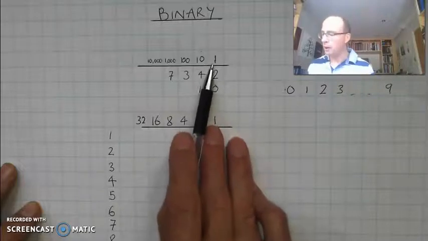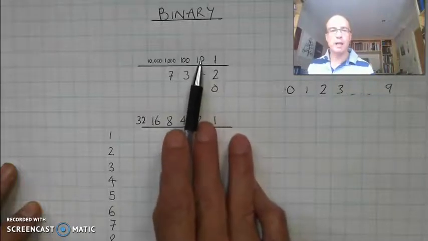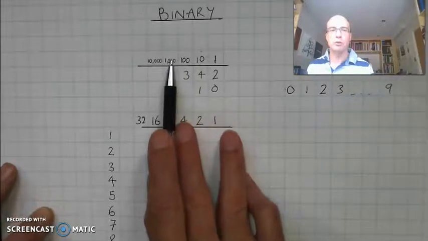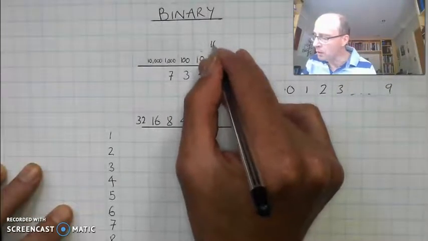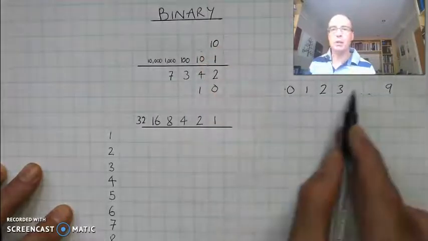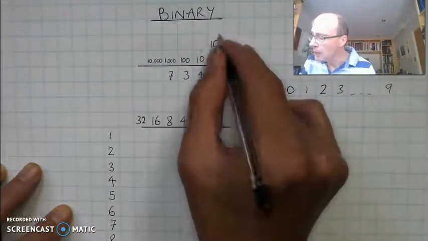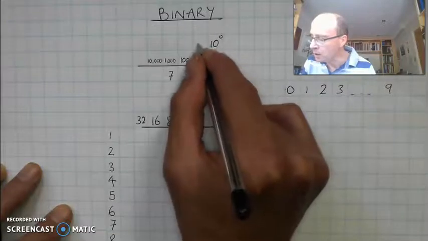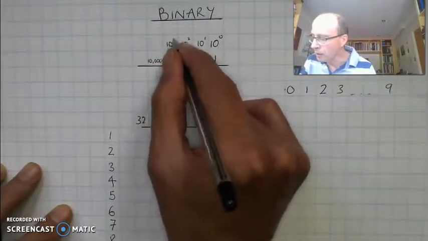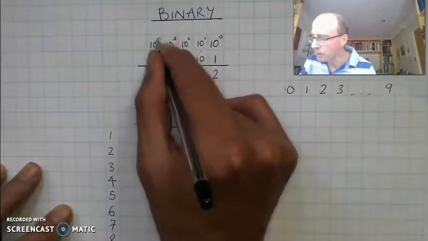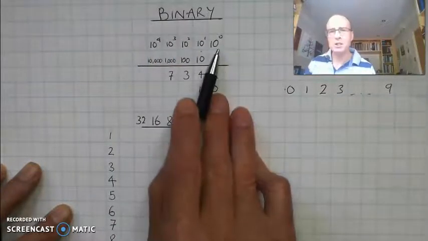So my other place values, I've got my 1, I've got my 10, my 100, my 1000, and my 10,000. So what I've done is I've taken my number 10, which is the number of digits I've got, and I'm raising it to a different power. So let me write those on. I'm going to come back to 10 to the 0.